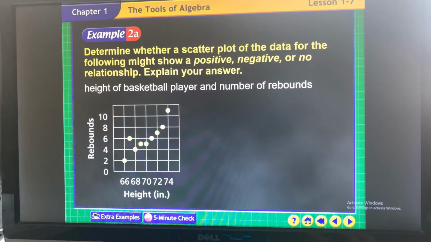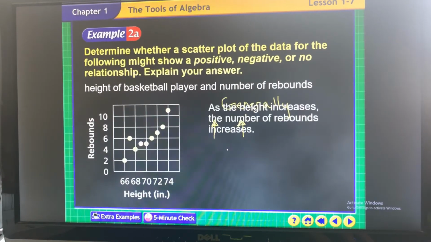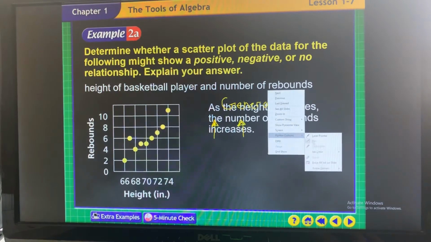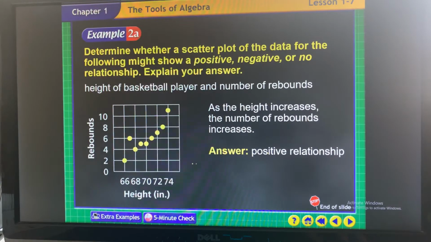Remember the key word that I'll say to you all the time is generally. Especially in a scatter plot, because it's not a consistent linear line. But you can generally say the taller the basketball player, so as the basketball player's height increases, the number of rebounds increase. Remember, if you have a double increase, that's a positive correlation. Let me show you what the writing is on that, because you'll have to write it. As the height increases, the number of rebounds increases. That makes it a positive relationship.